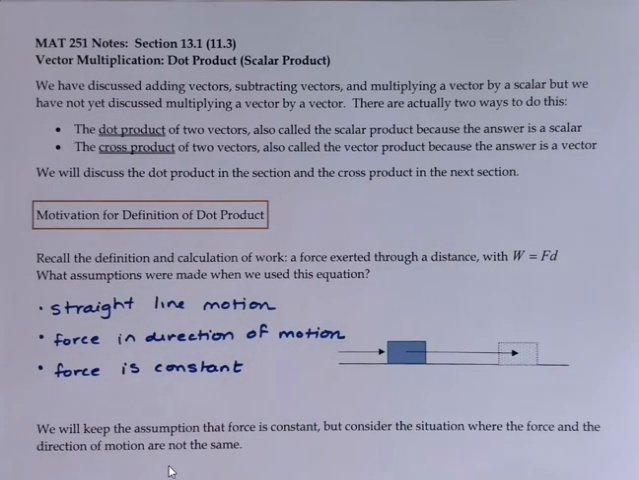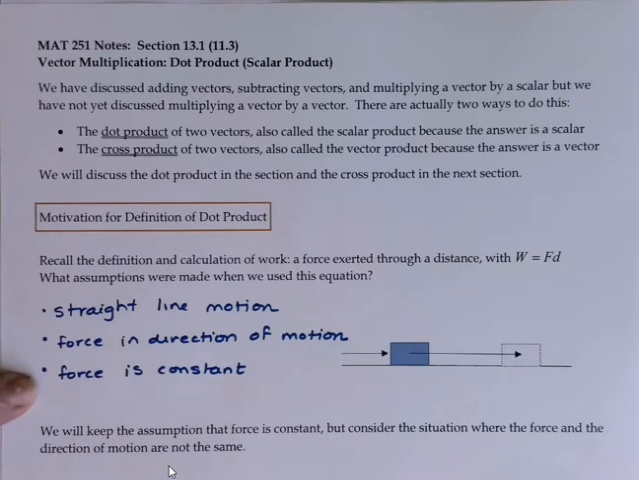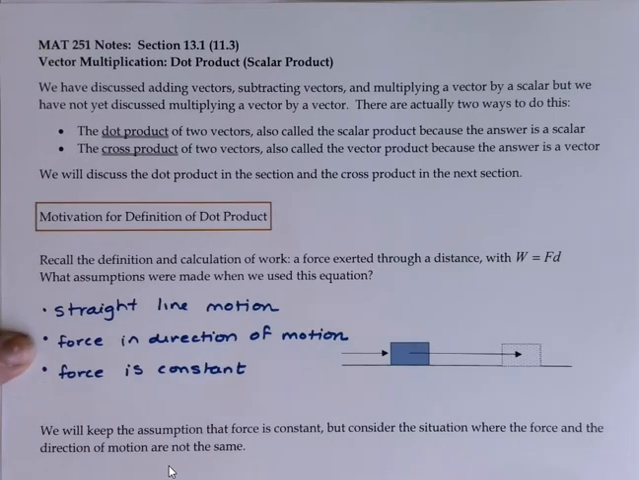This list of three assumptions, we will eventually be able to eliminate every single condition here, and we'll be able to find a very general way of calculating work. That is a preview of coming attractions. For right now, we're going to keep the straight line motion and the constant force, and we're just going to talk about what happens if the force is in a different direction compared to the motion.